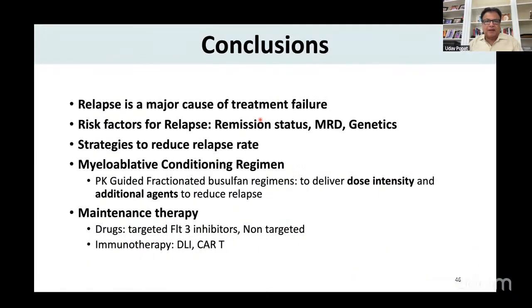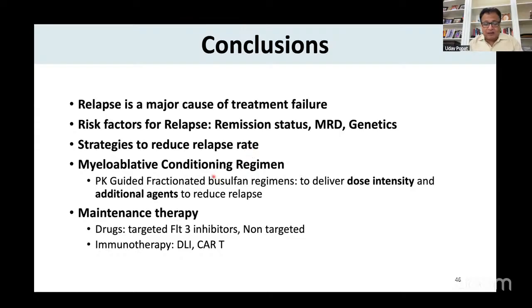So to conclude, relapse is a major cause of treatment failure. It's a problem in India. It's a problem in US as well. Risk factors for relapse are remission status and MRD. So if you can develop more effective induction therapy and get more patients into good remission, MRD negative, you can reduce relapse rate. You cannot do very much about high genetic risk subgroup, but we probably need more targeted therapy for those, particularly TP53. What strategies can you use to reduce relapse rate?